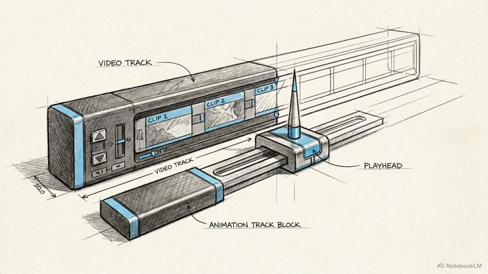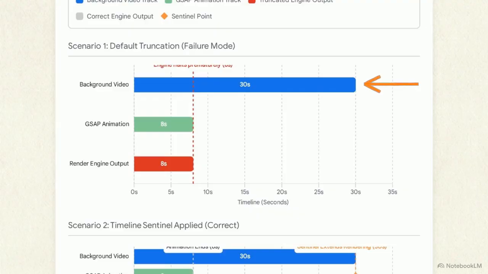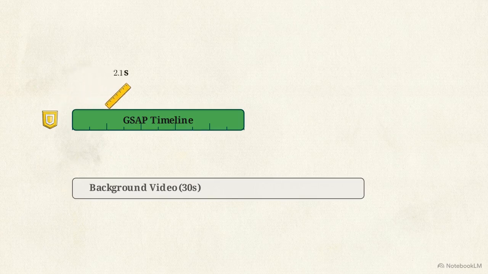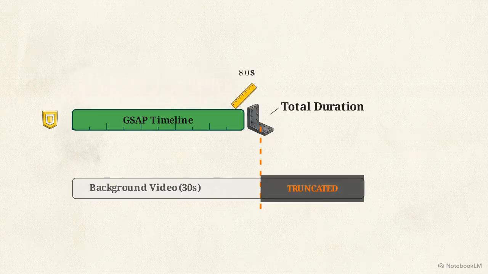This rigid timing model introduces a technical hurdle called timeline clipping, which happens when long media assets mix with short animation sequences. This diagram illustrates the failure mode. If your background video runs for 30 seconds, but the final text animation finishes at second 8, the rendering output suddenly stops at 8 seconds, prematurely cutting off the media. The underlying engine autonomously calculates the total video duration based entirely on the mathematical length of the registered GSAP timeline.